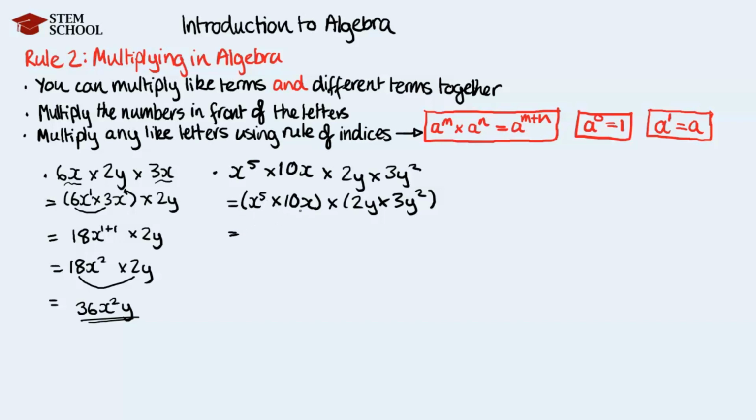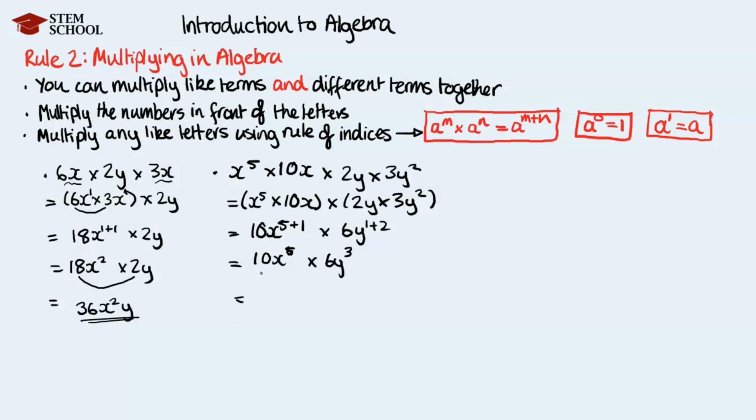You multiply the numbers in front of the letters, so we have 1 times 10, that will just be 10. Now we have to multiply the letters with the powers. We're multiplying the same letter, so we can use the rules of indices. So it'll be 10x to the power of 5 plus 1. And here we're going to do 2y times 3y squared. So 2 times 3 will be 6, and there'll be y to the power of 1 plus 2, using the rules of indices in the same way. So it'll be 10x to the power of 6, and you're going to multiply that by 6y cubed.